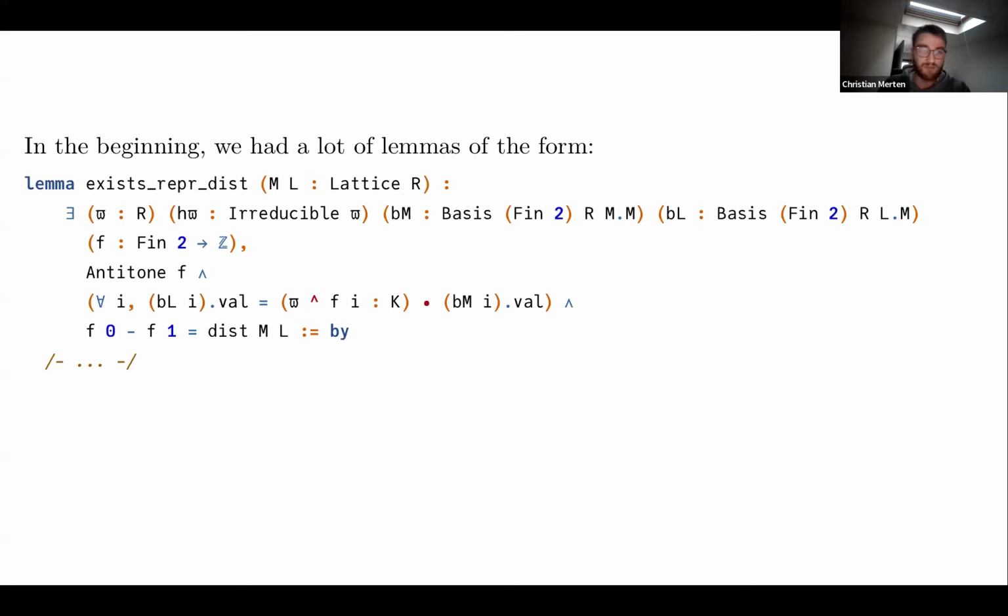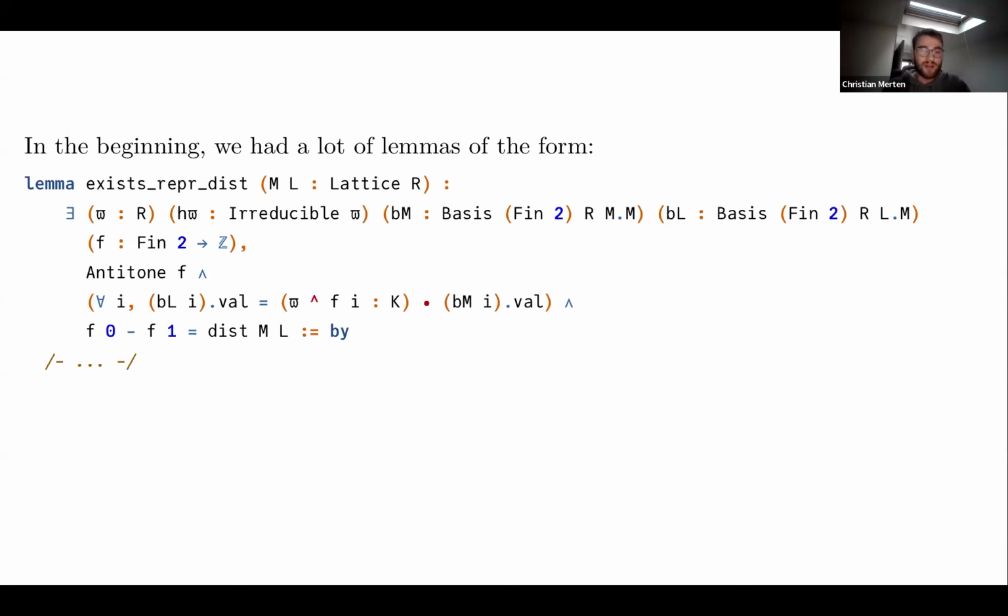So just to give you an example, in the beginning, we had a lot of lemmas of this form, exists_repr_dist. These lemmas still exist, but they're not used anymore. So if we have 2 lattices, then there exists a uniformizer, so a varpi that is irreducible, and a basis of M, a basis of L, and some indices, such that the ith entry of the basis of L is some multiple of the ith entry of the basis of M, such that the difference of the coefficients is precisely the distance. This is essentially the definition of the distance function.